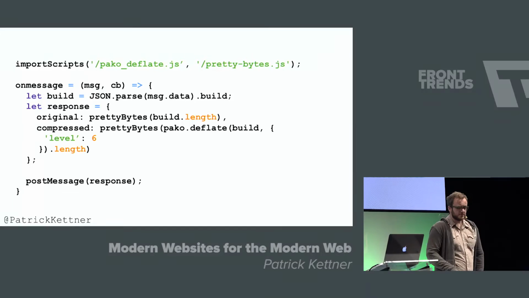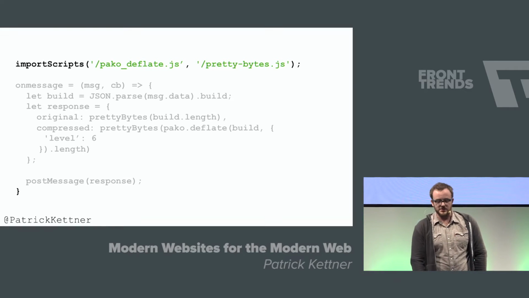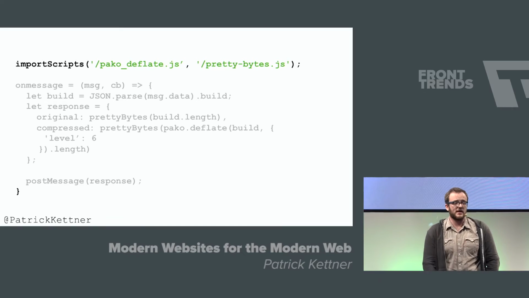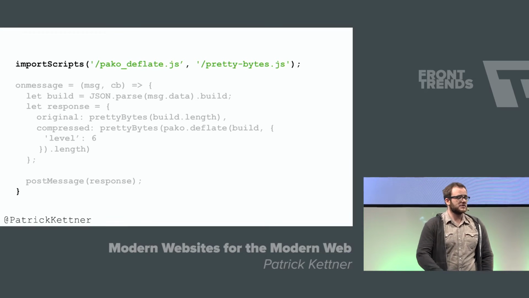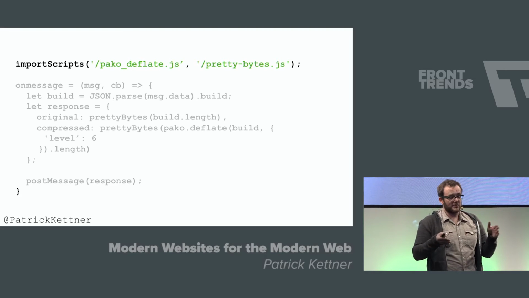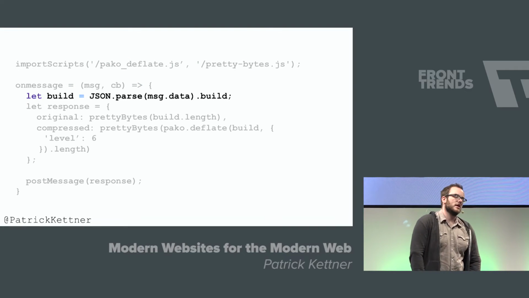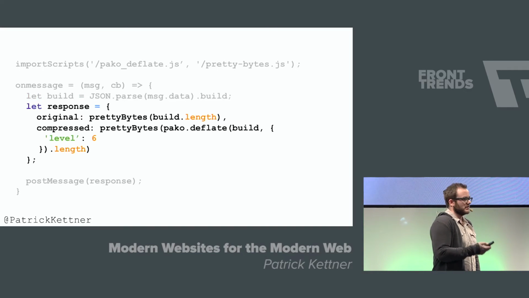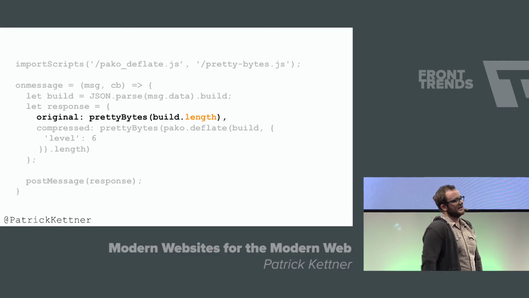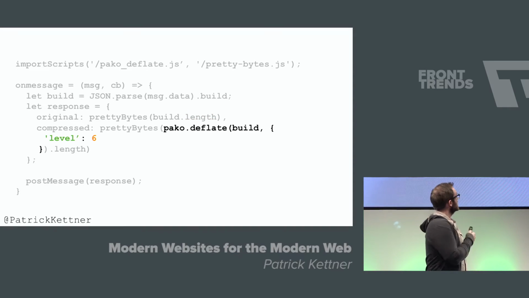So this is the inside of the actual worker's function. We have this special importScripts up at the top. We're importing a couple of NPM packages: Pako Deflate and Pretty Bytes. Pako Deflate is a gzip implementation completely in JavaScript that works in the browser. Pretty Bytes is a way to take a big number that represents the bytes and get kilobytes or megabytes out of it. So we have our onmessage listener. We parse that object that is passed in, because it becomes a string. It implicitly does a JSON.stringify on that object. We grab the build query, and then we pass build.length, which is the string version of Modernizr's build, into PrettyBytes, and that gives us the size. And then we do the same thing with pako.deflate to get the gzipped size. Level 6 is the default gzipping level.